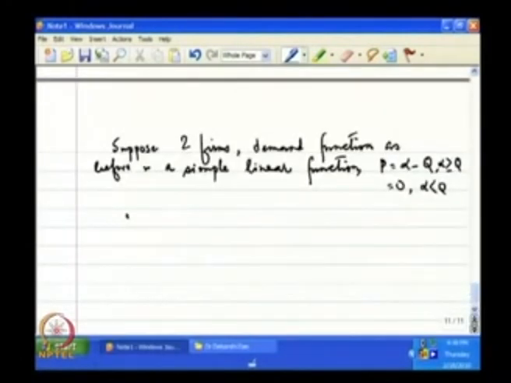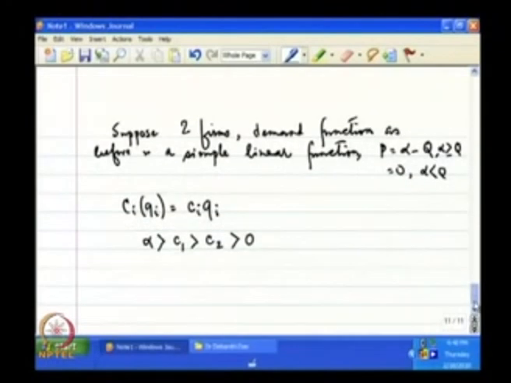But here the cost functions are such that the unit cost of production is different for different firms. Let us suppose C1 is greater than C2, and also alpha is greater than C1, because we have seen that alpha has to be greater than the cost of production, otherwise the firms may not produce anything. And C2 is greater than 0. So, the cost is positive and the unit cost differs for firm 1 and firm 2.